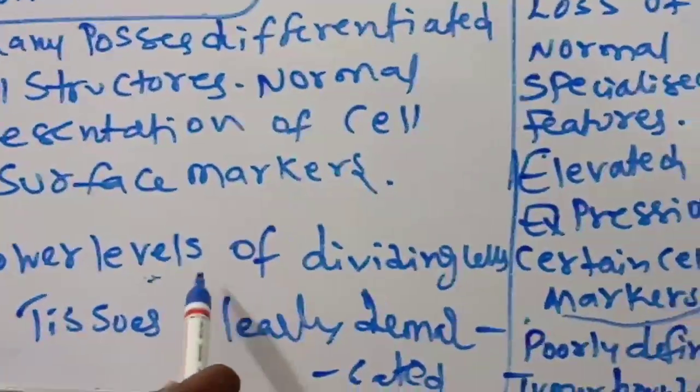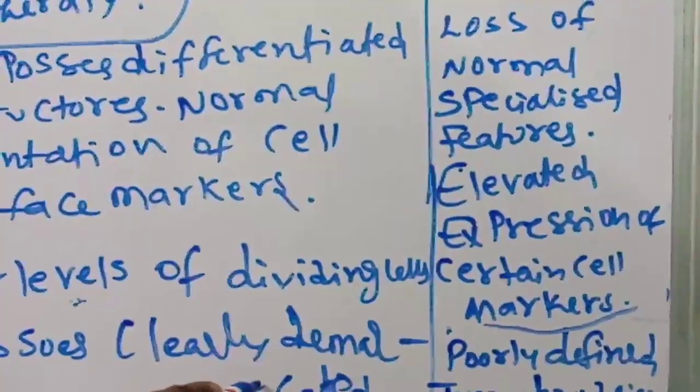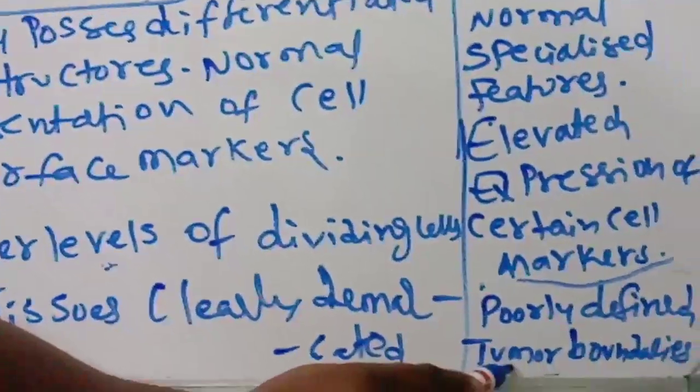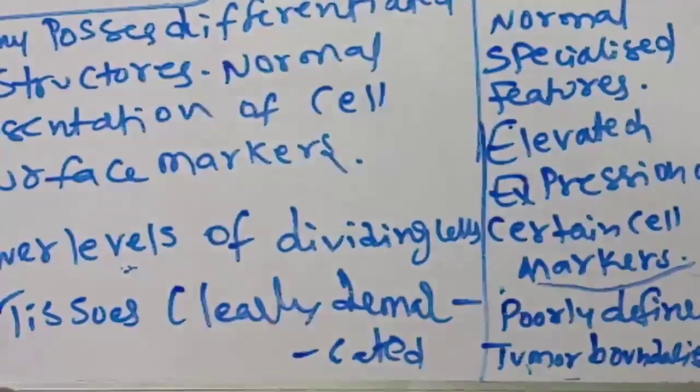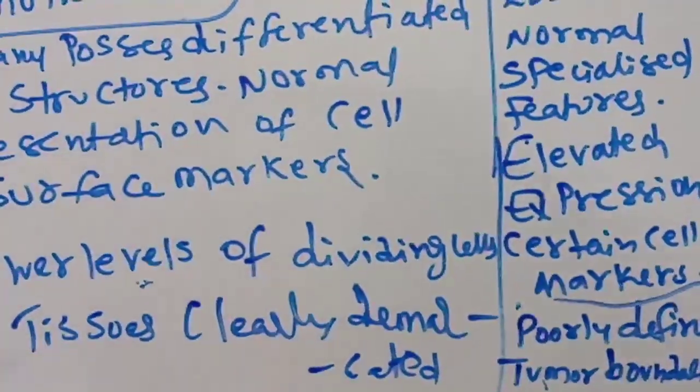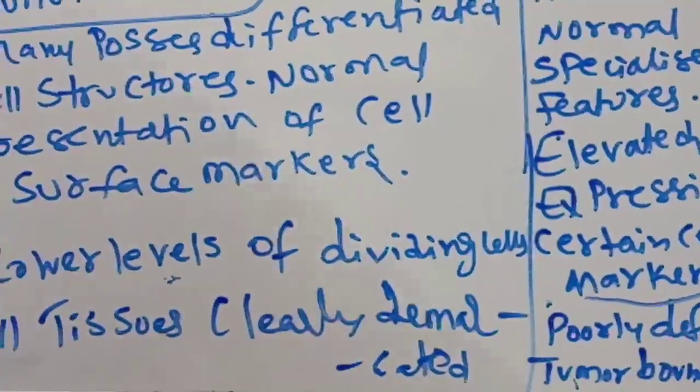In normal tissue, cells are clearly demarcated. Here, in cancer, there are poorly defined tumor boundaries, so it can easily enlarge and spread. Cancer cells are like that.